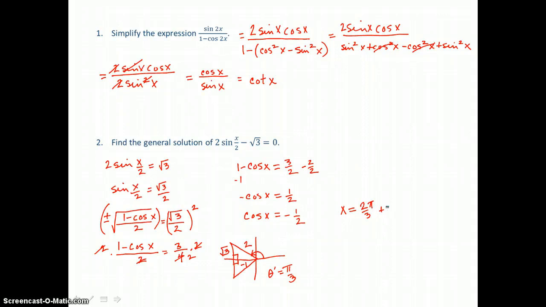And in general, I'd want to add on 2 pi n so that I can circle the coordinate plane any number of times and return to that terminal side. In the third quadrant, we're going 3/3 and 1/3 more, so that's a total of 4/3 pi plus 2 pi n in general. So there's my solution for this equation.